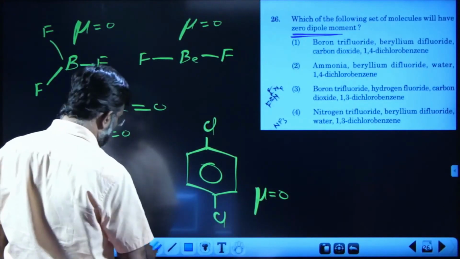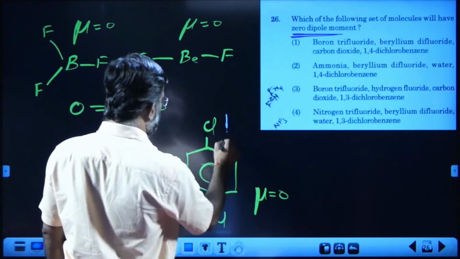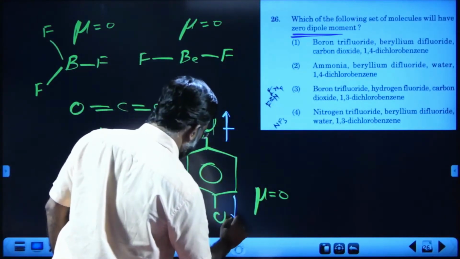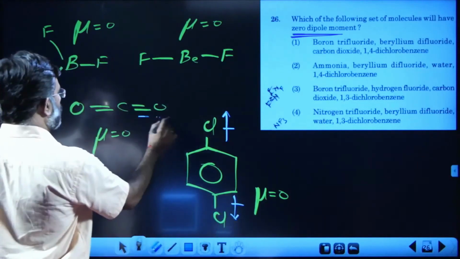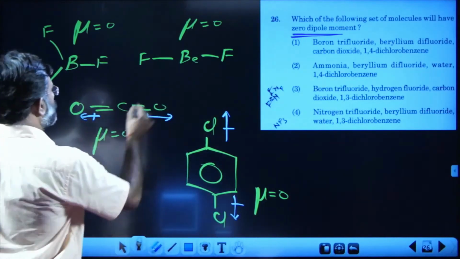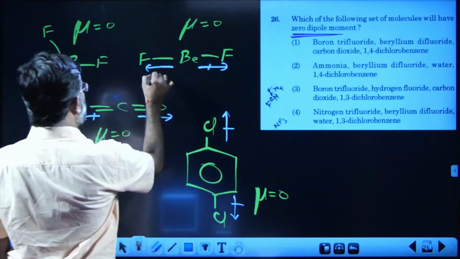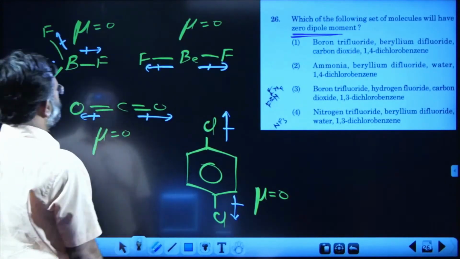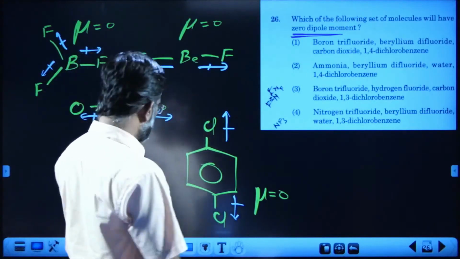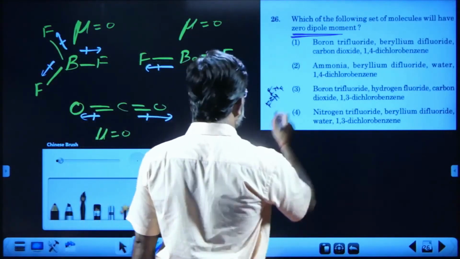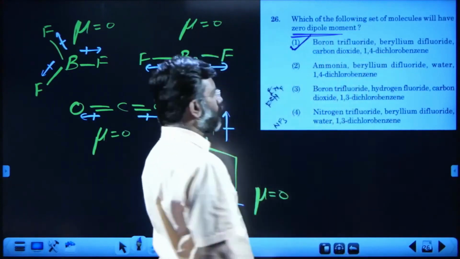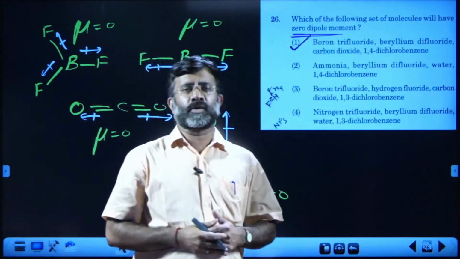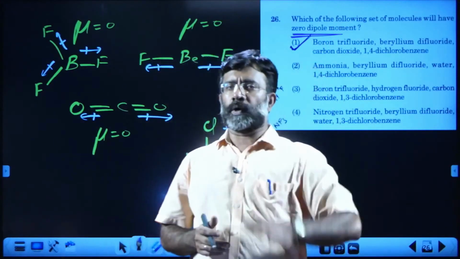All of you are aware that it is going to be mutually cancelled like this. So all the molecules in that set have zero dipole moment. So the first choice itself is our correct answer.